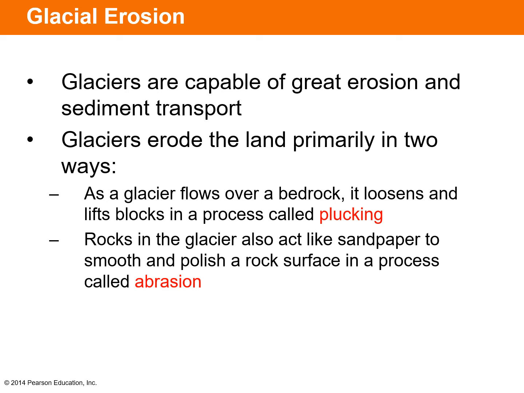The second way that glaciers erode is through abrasion. Rocks that are being carried within a glacier act like sandpaper and smooth and polish the rock surface that the glacier and the sediment on the bottom of the glacier is grinding over top of. And that process is called abrasion.